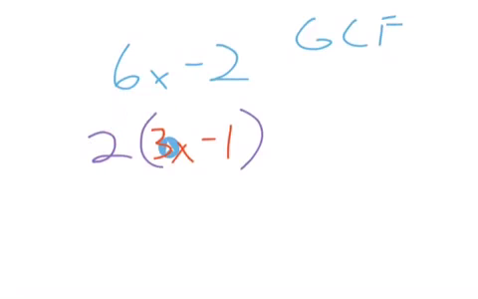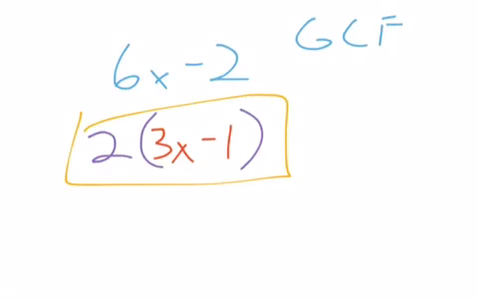Now we can always check it. So 2 times 3x is 6x. That's what we have. 2 times negative 1 is negative 2. That's what we have. And now if you can follow along with this one on your own, I'd say you have it. So do the same thing. Write this using distributive property. And let's do 8x minus 12.